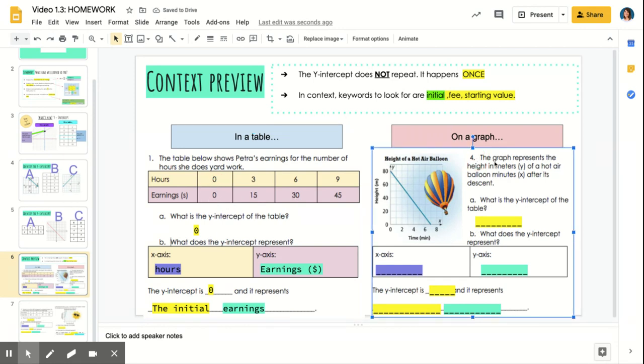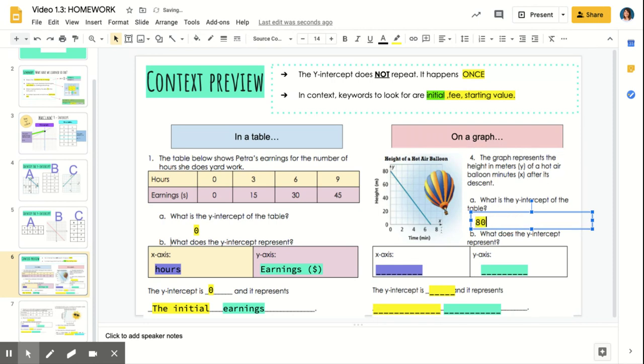Let's try it from the graph. The graph represents the height in meters of a hot air balloon minutes after its descent. That just means going down. What is the y-intercept of the table? Should say graph, but let's ignore that. So here's my y-axis right here. So I look here and I see where it crosses, and that is 80. But what does that 80 represent? So let's look at our axis. I see time, so x is minutes. And my y-axis is height, and it has m, so that is meters.